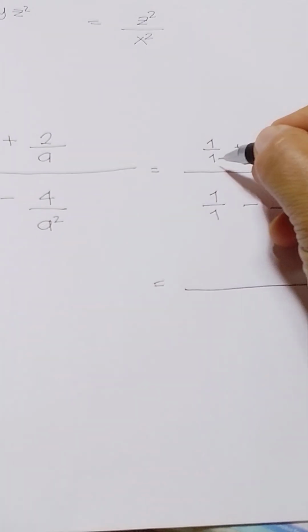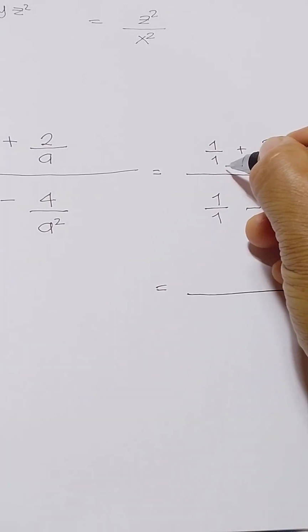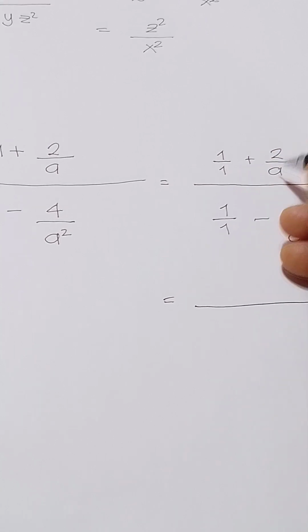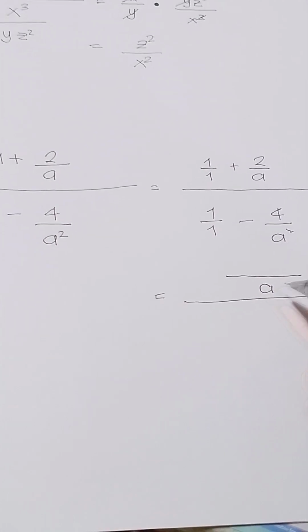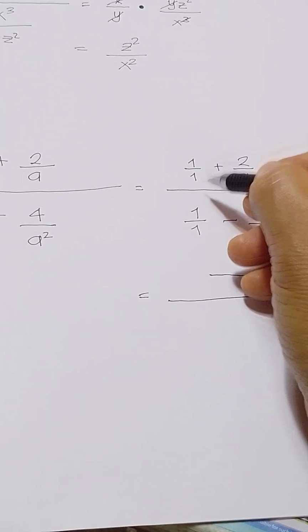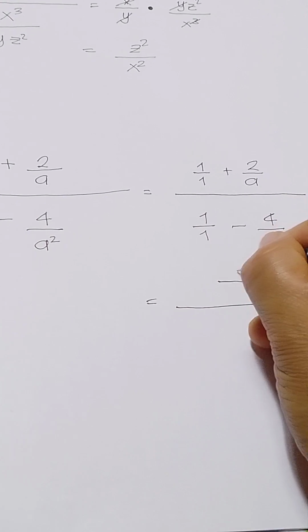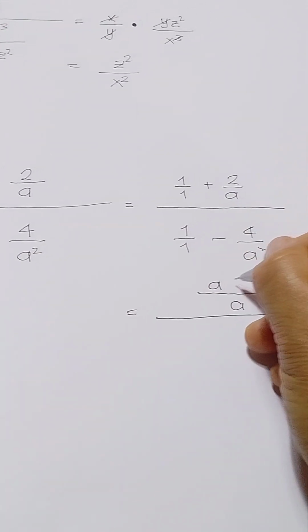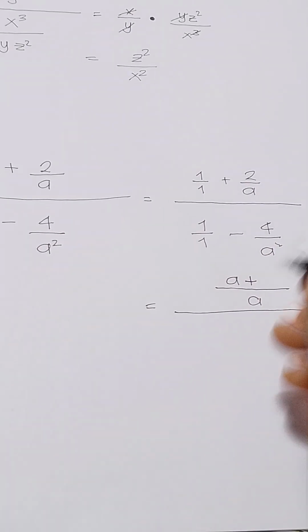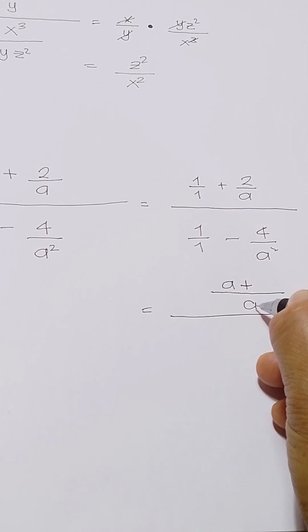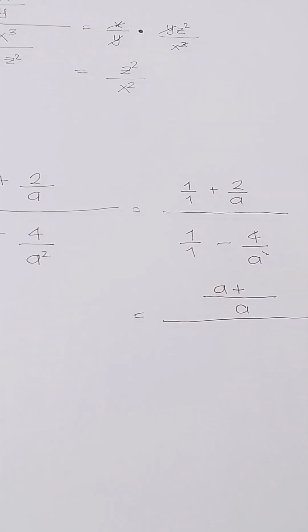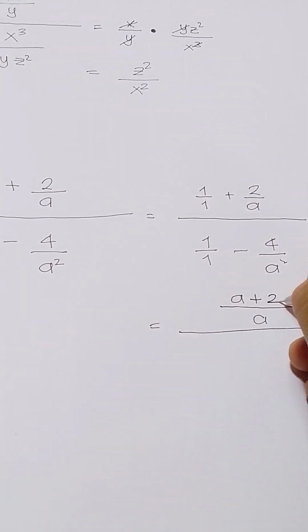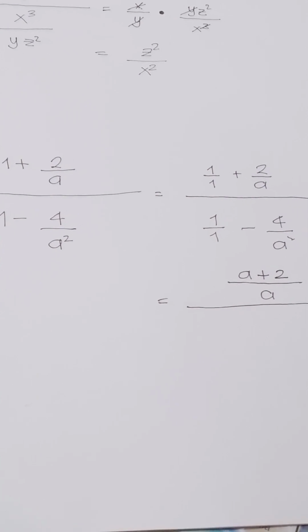Now the next thing I have to do is find the LCD. How to find the LCD? I multiply 1 and a, so I have a. This is my LCD, which is a. Now a divided by 1 is a, times 1 is equal to a. Then I copy the operation, which is addition. Then divide my LCD again by the denominator 2. So a divided by 2 is 1, times 2 is equal to 2. So I have now a plus 2 over a.